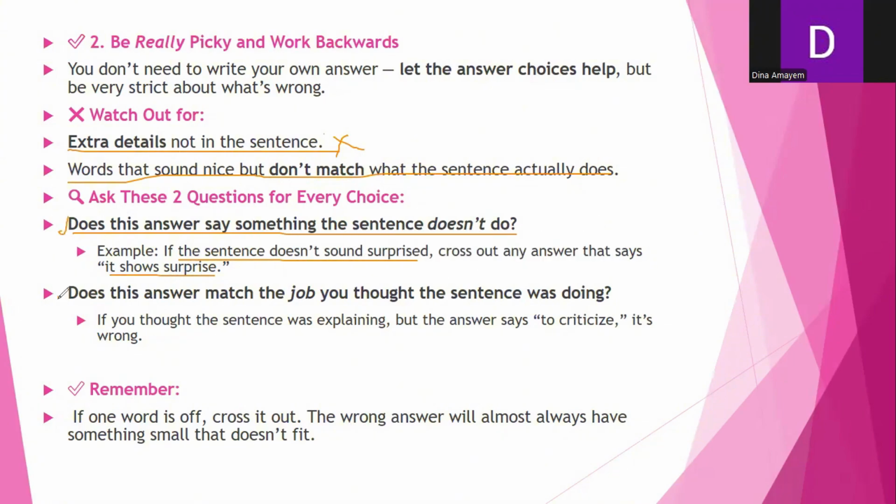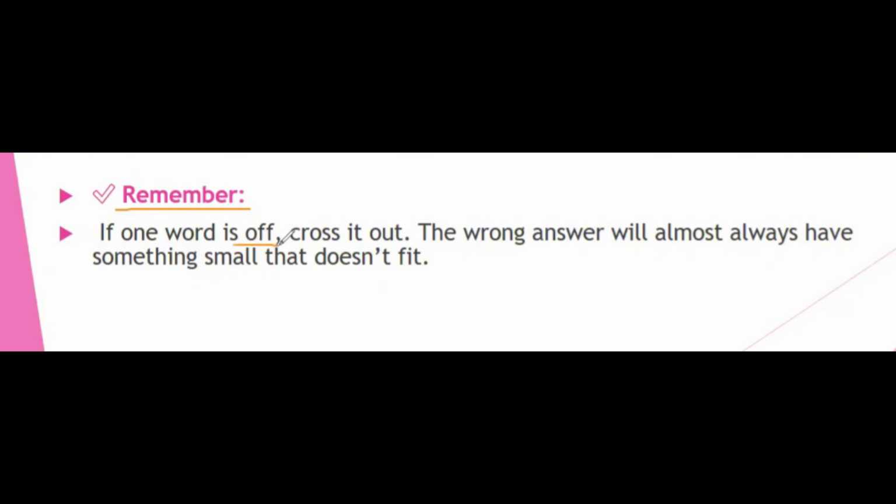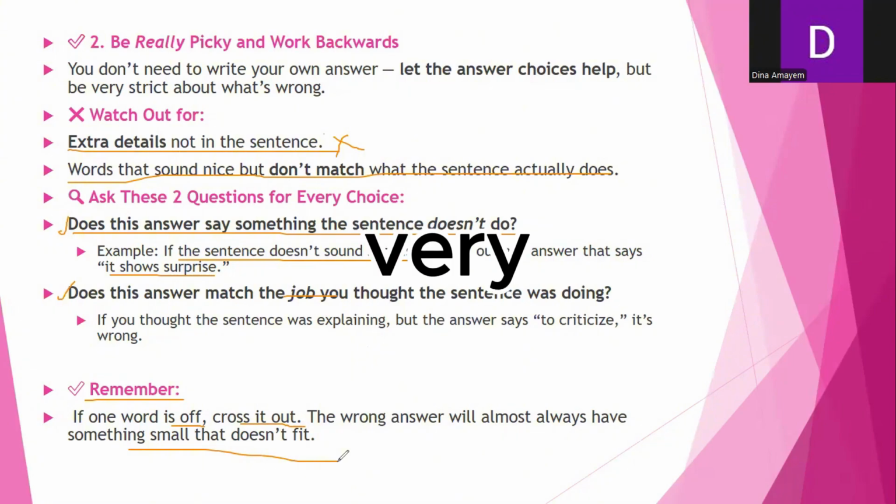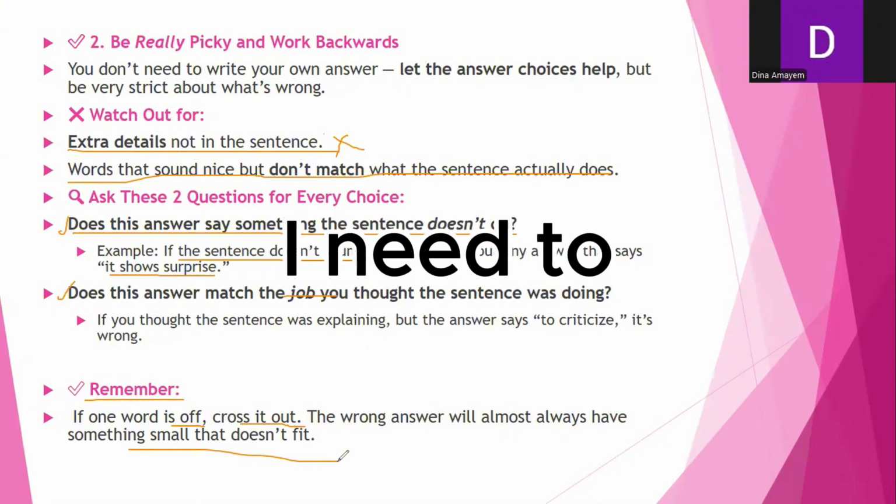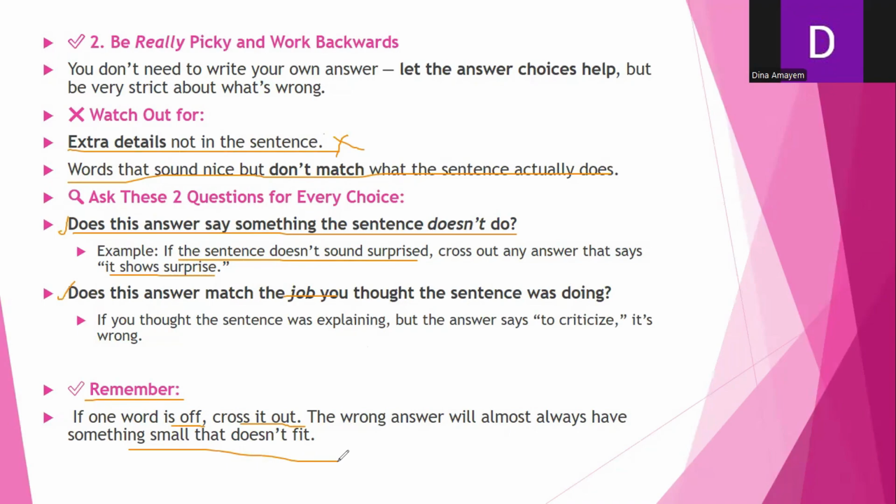The second question I need to ask myself is, does this answer match the job I thought the sentence was doing? If you thought the sentence was explaining, but the answer says to criticize, it's wrong. Remember, if one word is off, cross it out. The wrong answer will almost always have something small that does not fit. So even if I find a very small word that doesn't fit, I need to cross out the whole choice.